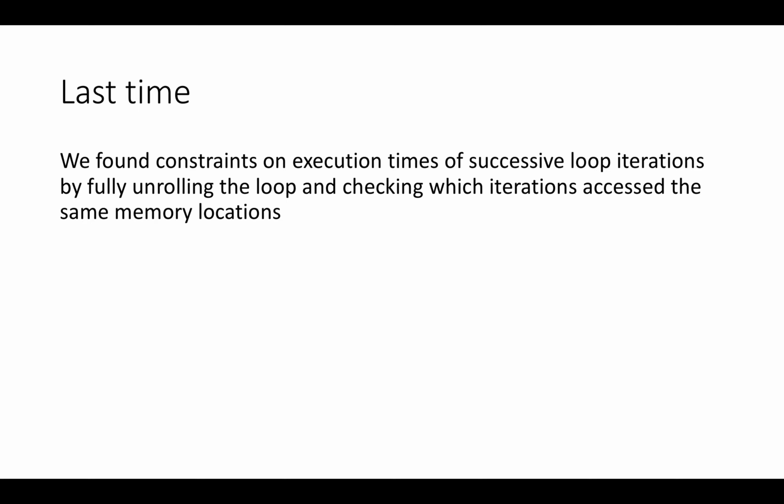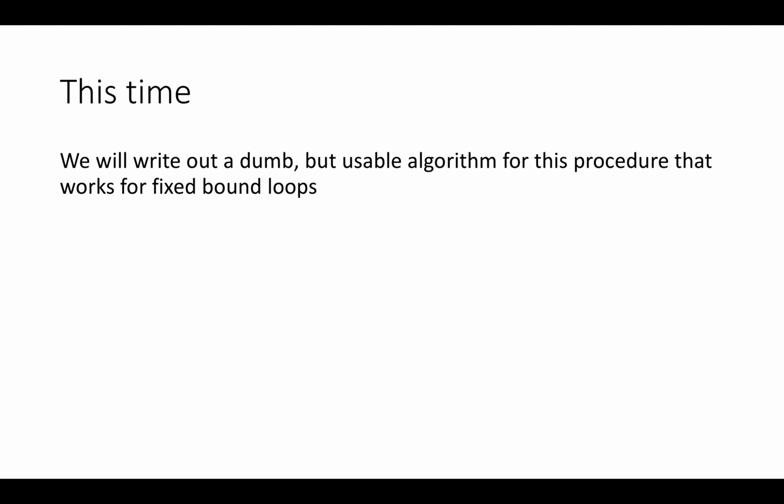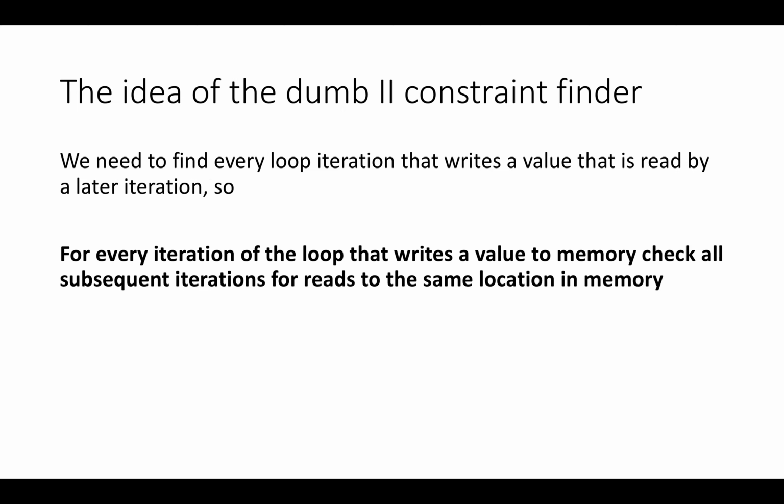And last time we found constraints on execution times of successive iterations of this loop by fully unrolling the loop and checking which iterations access the same memory locations. And this time, we're just going to formalize that process into a dumb but usable algorithm for this procedure that's going to work for fixed bound loops. And then later, we'll look at what's wrong with this algorithm and a more general algorithm for finding initiation interval constraints. So the idea of our dumb constraint finder is that we need to find every loop iteration that writes a value that's read by some later iteration.